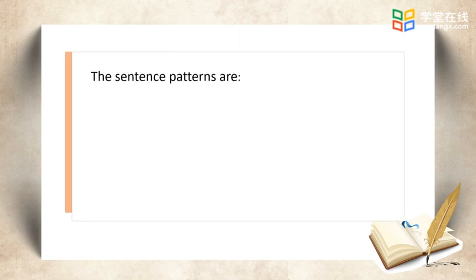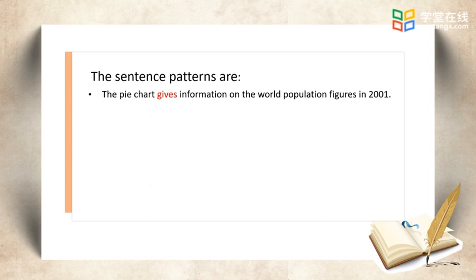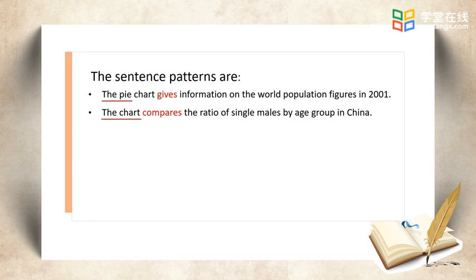The sentence patterns are: the pie chart gives information on the world population figures in 2001. The chart compares the ratio of single males by age group in China. You may notice that there is a subject in each sentence that indicates what we are talking about, and a verb that indicates what the graph is illustrating.